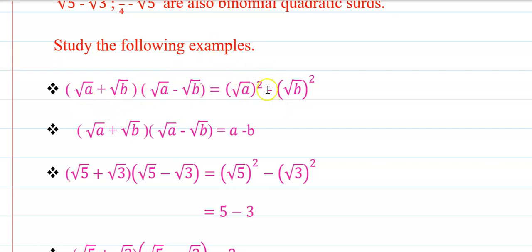What is here? Root b. Therefore it is root b square. रूट ए चा स्क्वेअर म्हणजे किती मिळाला? ए मिळाला. रूट बी चा स्क्वेअर म्हणजे किती मिळाला? बी मिळाला. Therefore the product is a minus b.